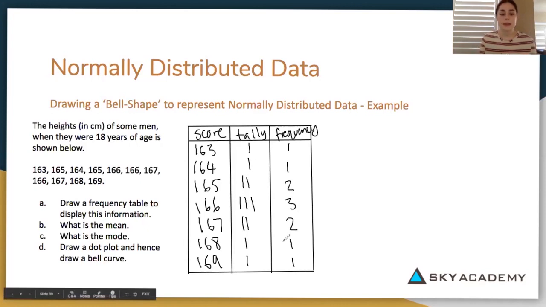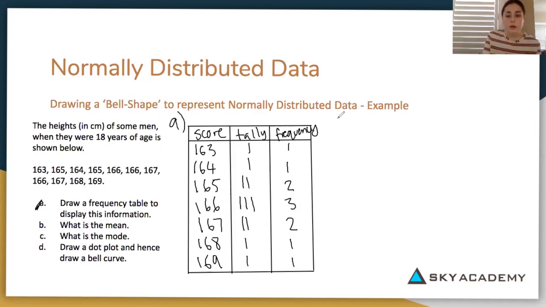That's question B. What is the mean? So I'm going to add up all my scores into the calculator. And once I've done that, I get 1,826. And I'm going to divide that number by the number of scores that we had. So we have 11 scores. So I'm going to divide it by 11, and when I do that, I get a mean of 166.